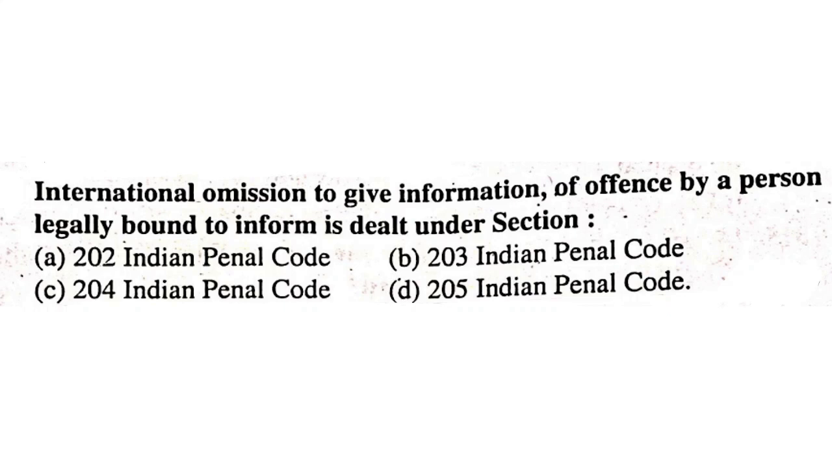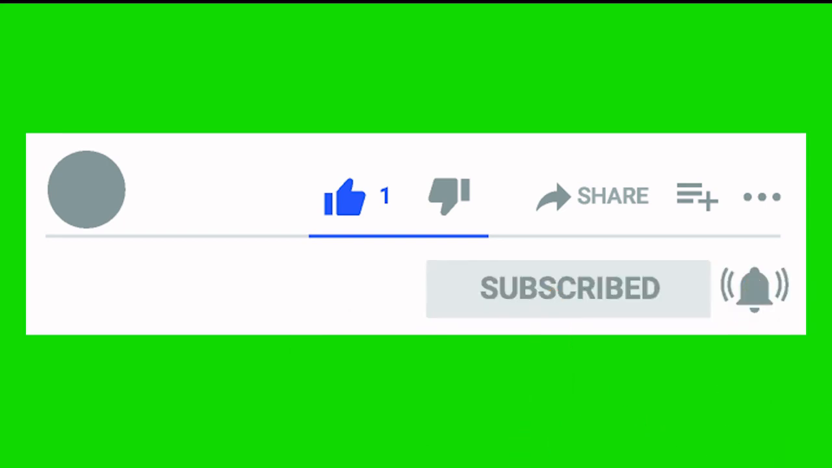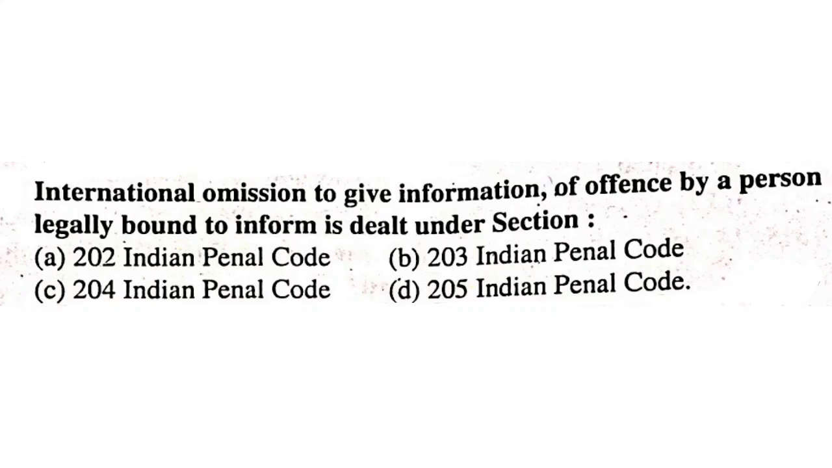Intentional omission to give information of offense by a person legally bound to inform is dealt with under Section 202 of the Indian Penal Code, 203, 204 or 205. It is intentional omission to give information of offense by a person legally bound to inform, dealt with under Section 202 of the Indian Penal Code.